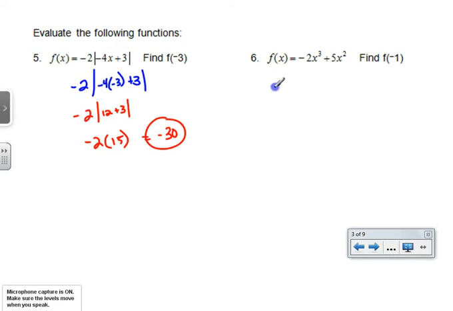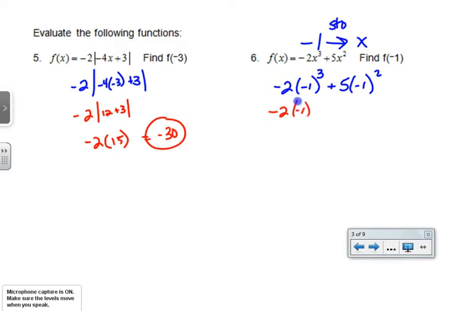Evaluating at negative 1, negative 2, parentheses around negative 1 to the 3rd power, plus 5, negative 1 to the 2nd power. You also could store, remember when you store, you type negative 1 and then you hit the STO button on your calculator and then store it as x, and if you do that you can just type in the function exactly how it looks. But if you did this either with your brain or your calculator, you would get negative 2 times a negative 1, because negative 1 to the 3rd power is still negative 1. Negative 1 squared is positive 1 times 5, so that would be a 2 plus 5, which gives us a 7.